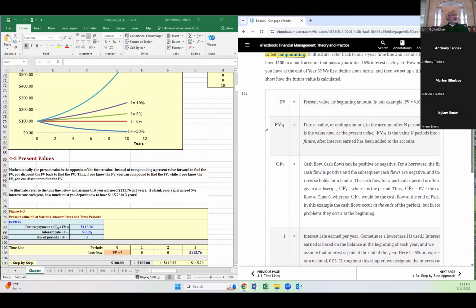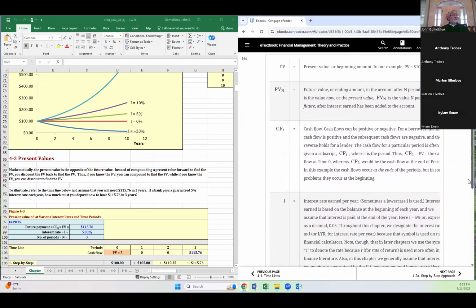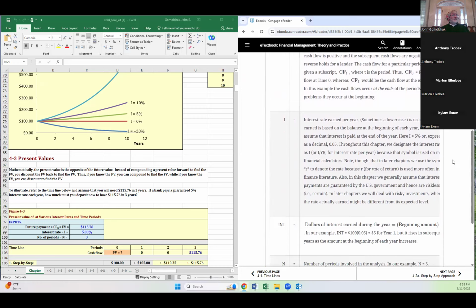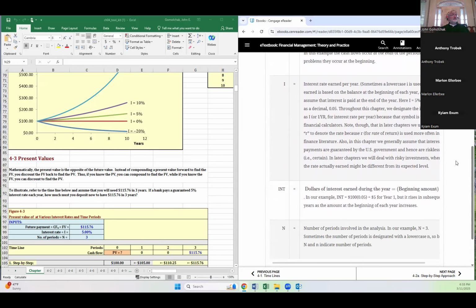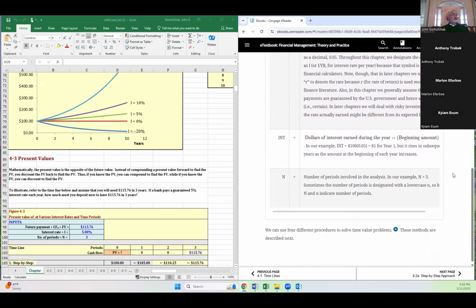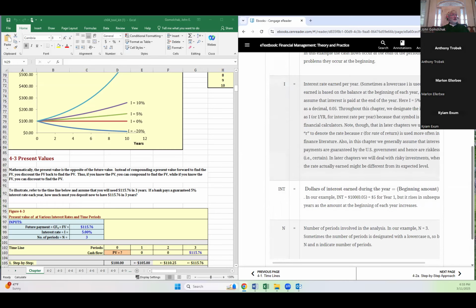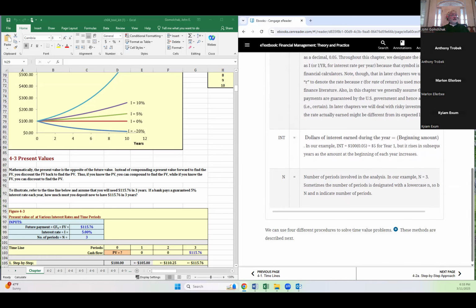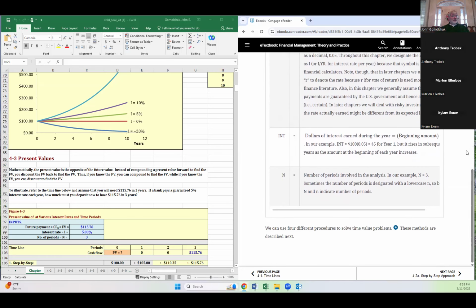And we have a little key here of the variables that they use in here. PV is present value. FVN is future value, or ending amount after N periods. CFT is cash flow, can be positive or negative. I is the interest rate earned per year. Sometimes lowercase i is used. INT is dollars of interest, so not the rate. The capital I or small i is the percentage, where INT is the actual dollars that we're talking about, and N is the number of periods.